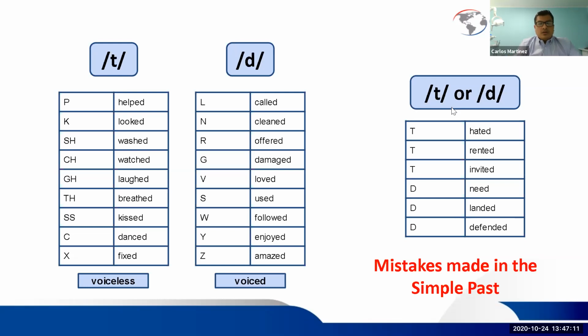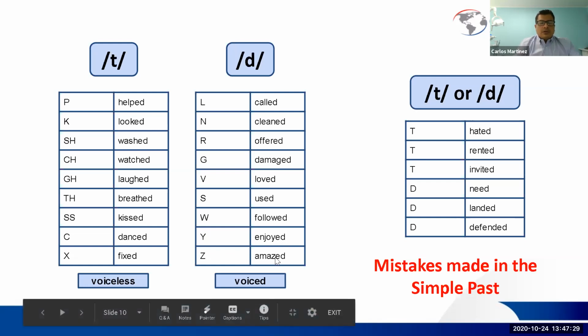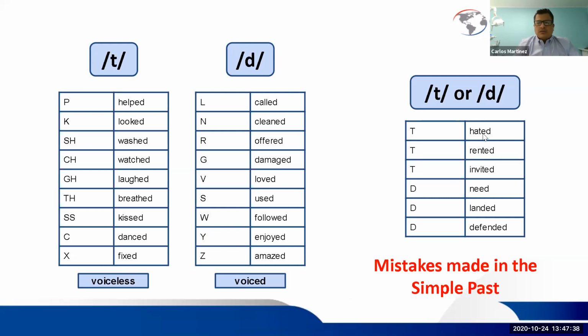Because it is incorrect to say "yesterday I called-ed my mom." No, I called. Or "last week I kissed-ed my girlfriend." No, I kissed. Or "my brother was amazed-ed." No, my brother was amazed. But when it finishes in T or D, you say, I hated that TV show. I rented a movie. My sister invited me to the party.